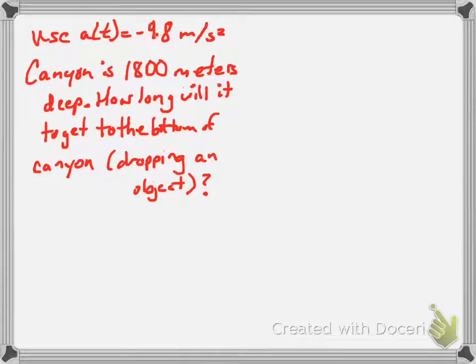Okay, we are going to do a vertical motion problem where we are going to drop something from a canyon that's 1,800 meters deep, and we want to figure out how long it's going to take for an object to reach the bottom. So we're dropping this thing, and we're starting at 1,800 feet, and all we know is we're going to use acceleration as negative 9.8 meters per second squared, which is gravity on the Earth.